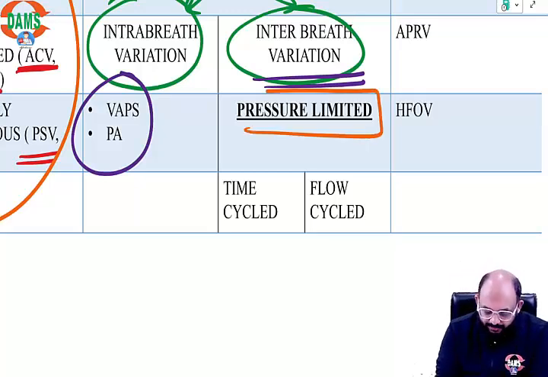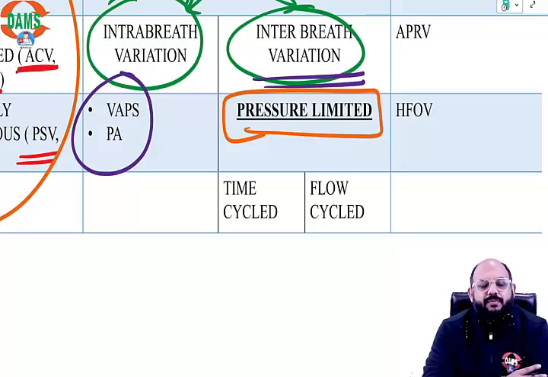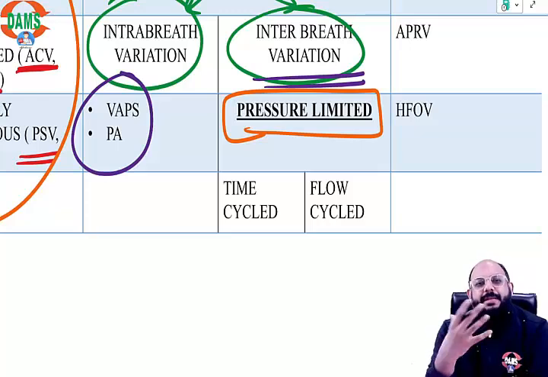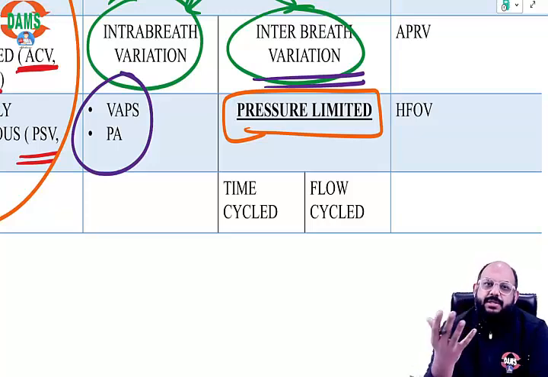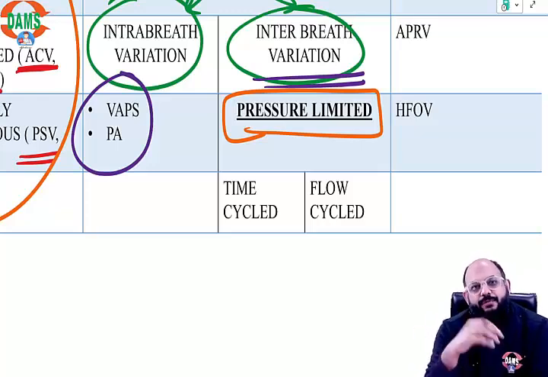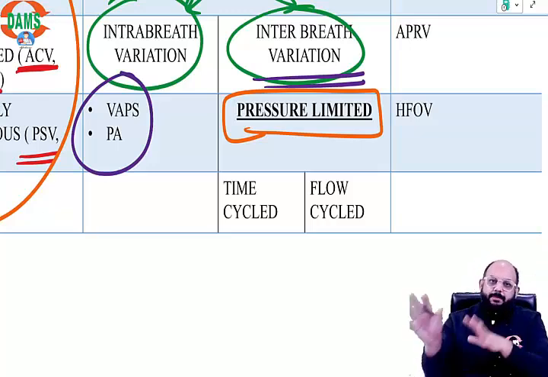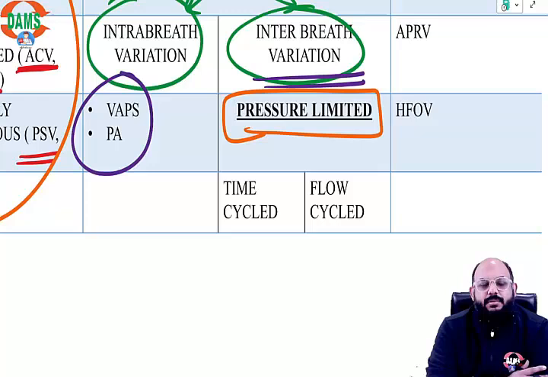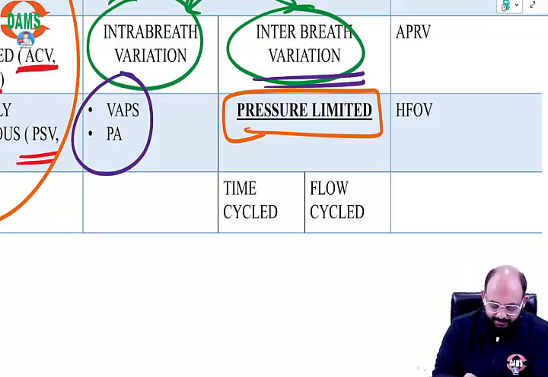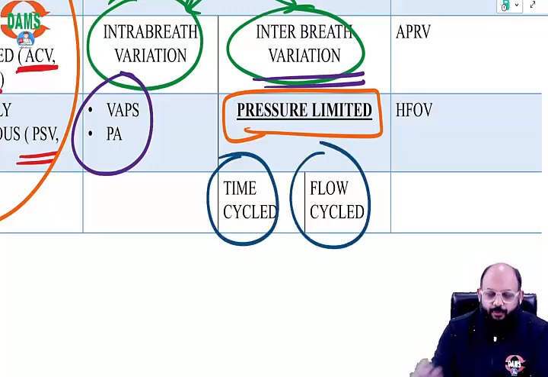These are always pressure limited, because when you use volume limited ventilation there is always a risk of over distension, barotrauma, pneumothorax, and a lot of complications associated with volume mode. So the whole idea of a dual mode is to combine the advantages of a volume assured delivery with a pressure limited safety. So they are always pressure limited, which can then be time cycled or flow cycled.